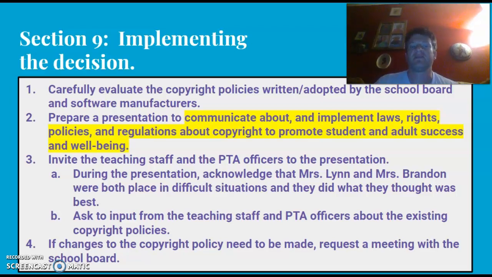After the presentation, Mr. Sample should ask for input from the teaching staff and the PTA officers about the existing copyright policies. If the input suggests that changes need to be made to the copyright policy, Mr. Sample should request a meeting with the school board.